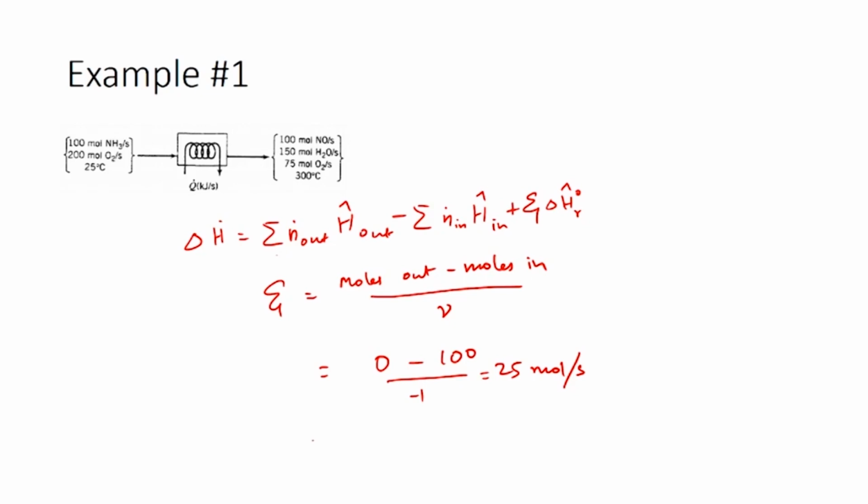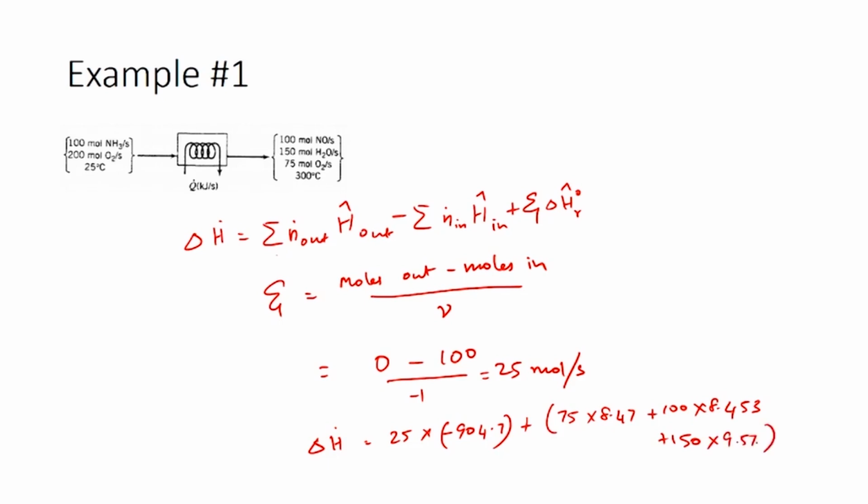So, you can substitute these values here and you would be able to calculate delta H dot as 25 times minus 904.7, which is basically xi times delta HR degree, plus 75 times 8.47 plus 100 times 8.453 plus 150 times 9.57, and the other two terms are going to 0. So, you would end up with delta H dot equals minus 19,700 kilojoules per second.